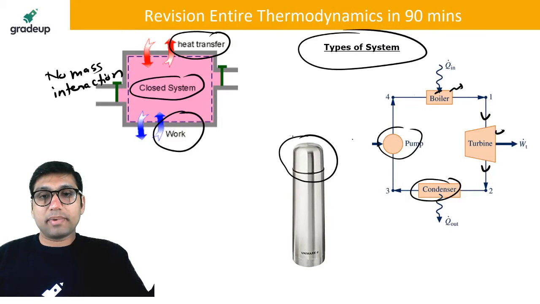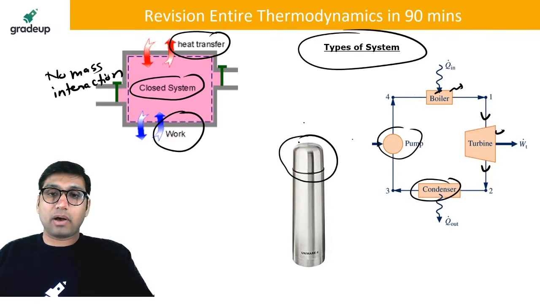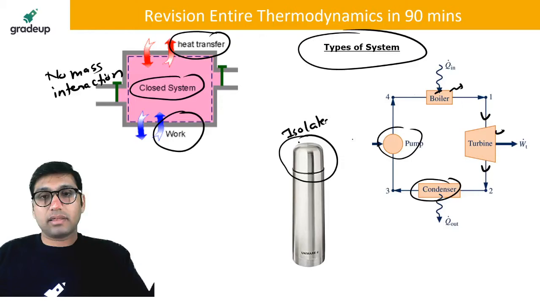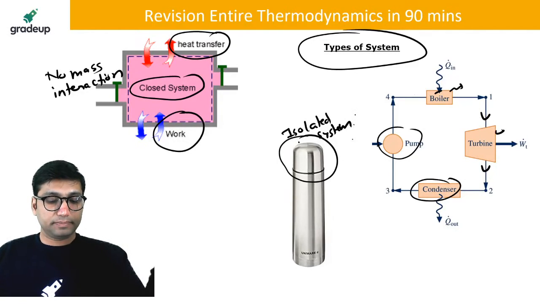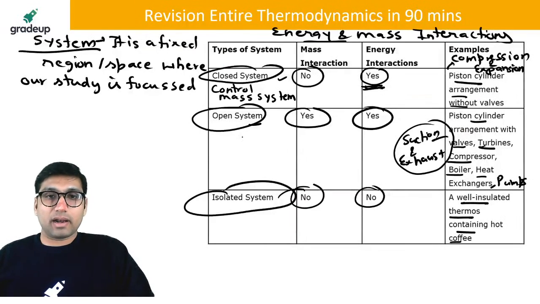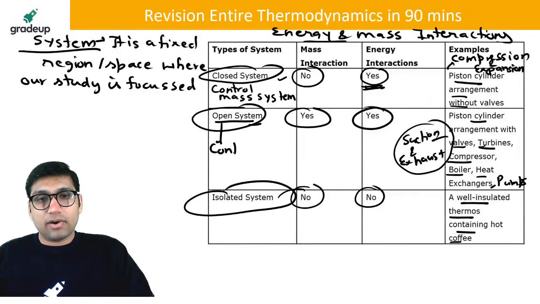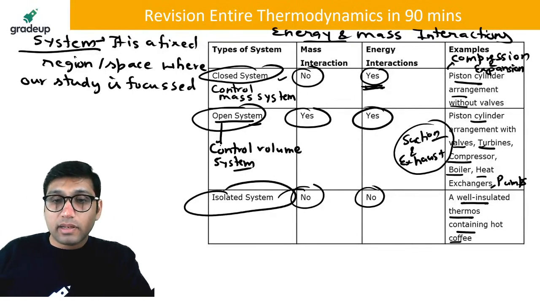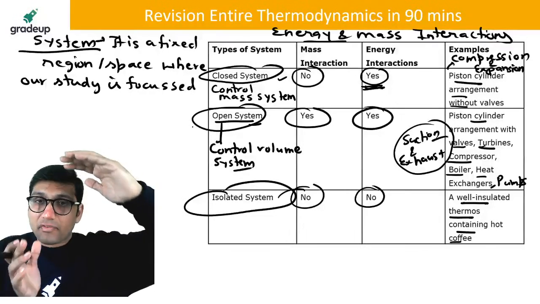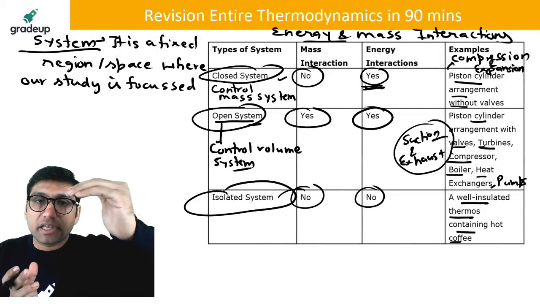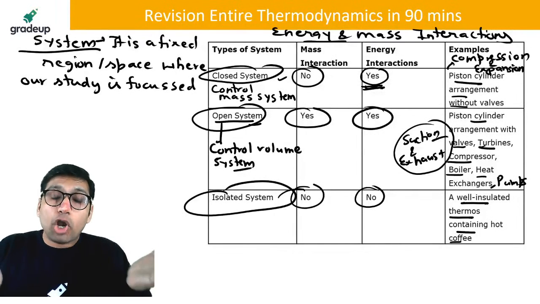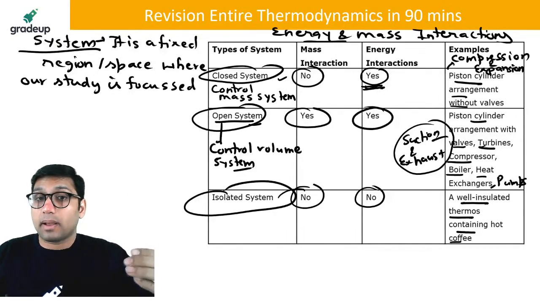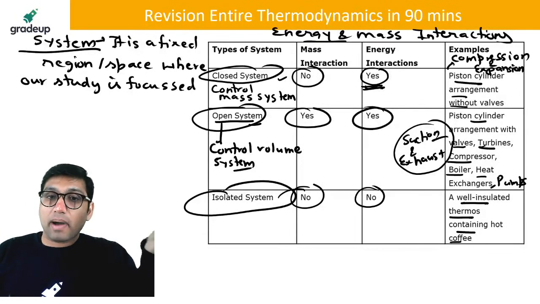Now this is an isolated system example, the thermos flask, where there will be no energy and mass interaction. Most devices work as open systems. Is a control volume system a closed system? No, my dear, an open system comes under control volume. In an open system your volume is fixed, and in a fixed volume both mass and energy interaction take place. That is called the control volume approach, while in the closed system we study the control mass approach.